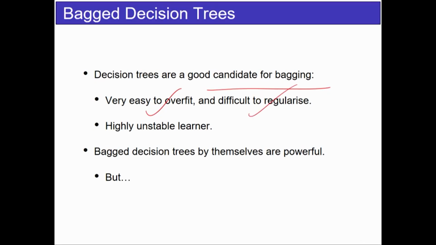So it meets both the criteria. It's very easy to overfit, it is very difficult to regularize, and it's a highly unstable learner. So it's a very, very good candidate for bagging. Bagged decision trees by themselves are very, very powerful. Okay, but there is something you could do better.